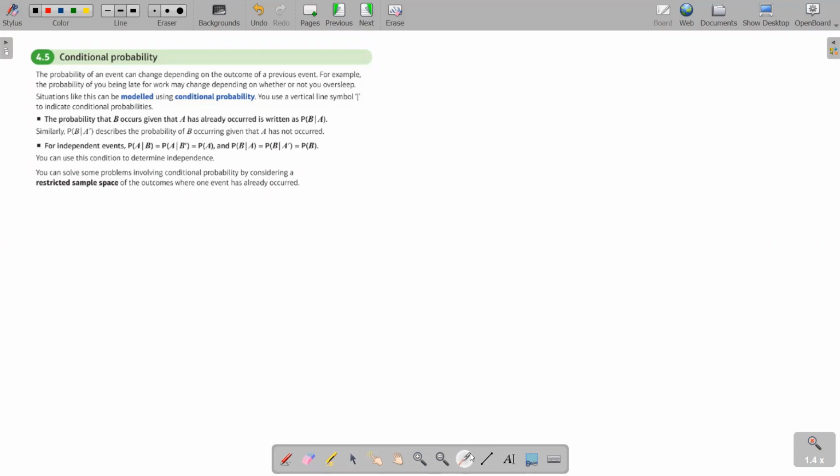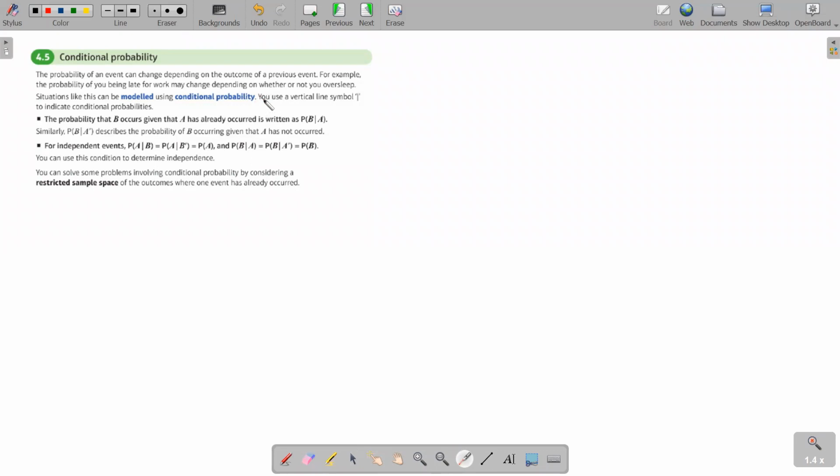All right, so now we'll move on to the next part of our lesson. We will be discussing conditional probability. So what is conditional probability? The probability of an event can change depending on the outcome of a previous event.